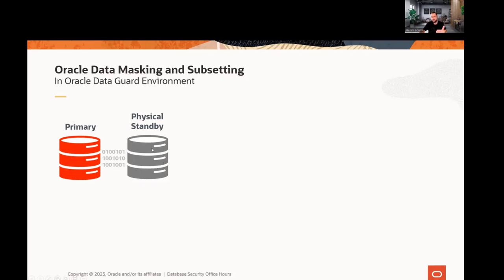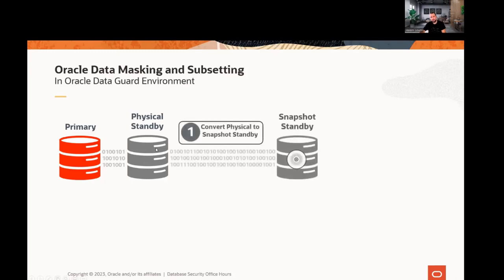So this standby database will create another standby database, and we call it a snapshot standby. So what we will do during this step, we will convert this physical standby to a snapshot standby. So it means at this time you have a duplication of the existing physical standby.